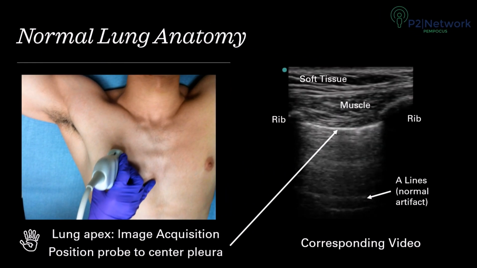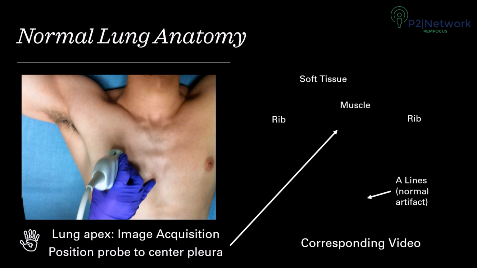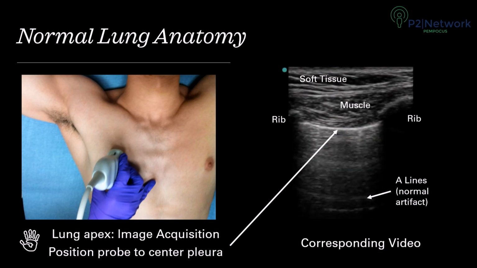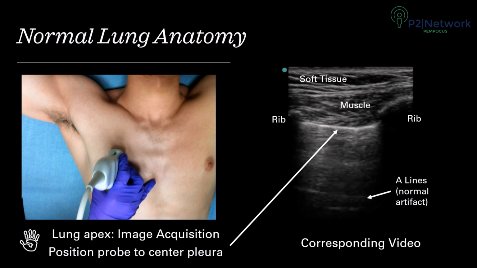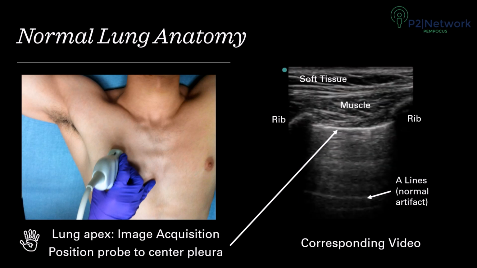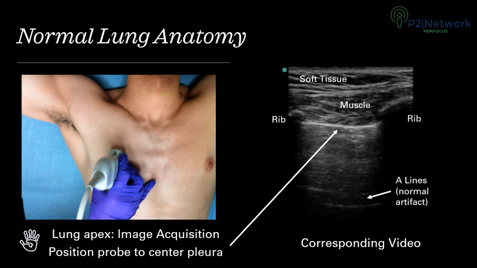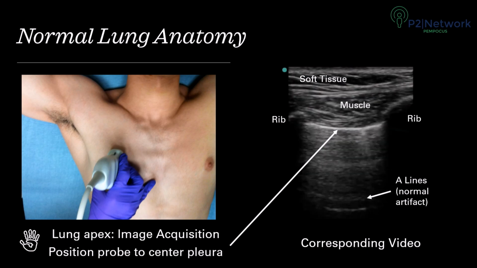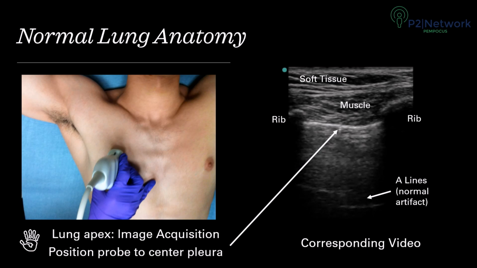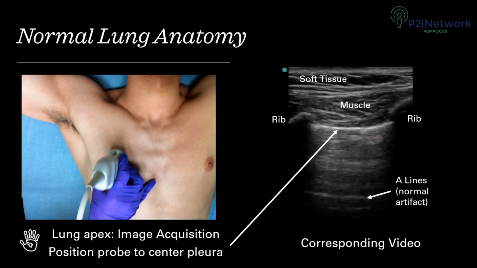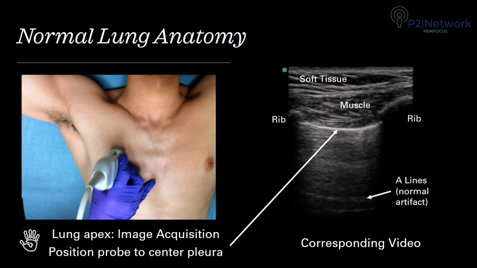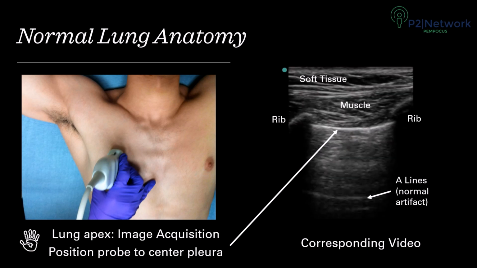Between two ribs, on the right side of the screen, you can see the dark shadowing, which represents a rib shadow. At the top of the screen, there is chest wall soft tissue and muscle. What is pointing to the pleura is the bright white line between the two rib shadows, with the rib shadow off screen to the left, and then reflections of the pleural line down below, which are referred to as A lines.